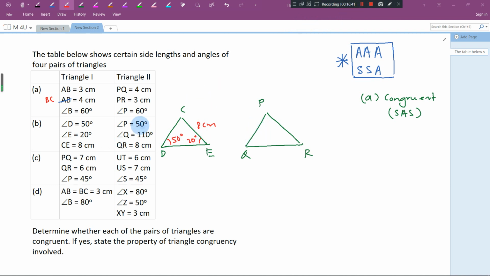Okay, now let's go to PQR. Angle P here is 50 degrees. Angle Q here is 110 degrees, and QR is 8 centimeters. Now this is maybe a little bit different, right? You see 50, 20, and this is 50, 110, but it's okay, since we know the sum of the interior angles of a triangle is always equal to 180 degrees. So this is 110 and this is 50, total here will be 160 degrees. By calculation, we take 180 degrees minus 50 degrees minus 110 degrees, and we know that the last angle must be 20 degrees, right? So here must be 20 degrees.